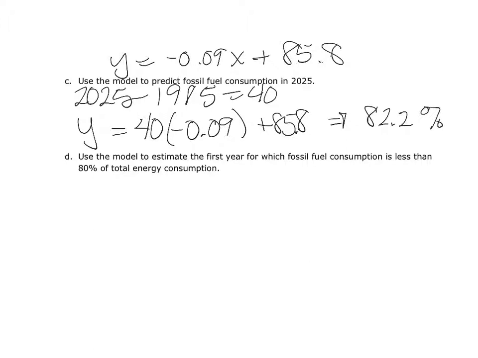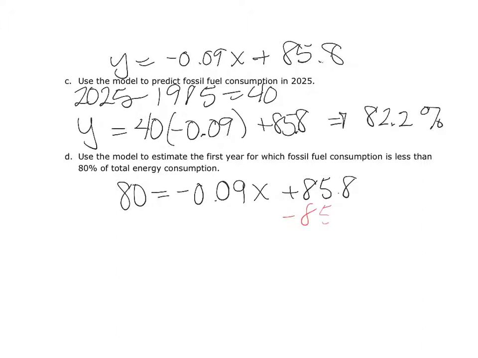The last part is I'm going to use this model to estimate the first year in which the fossil fuel consumption is less than 80%. So that's what y is. My output is 80, and I'm trying to find a value for x. So I have 80 equals negative 0.09x plus 85.8. I'm going to subtract 85.8 from both sides. And on this side we get a negative 5.8.